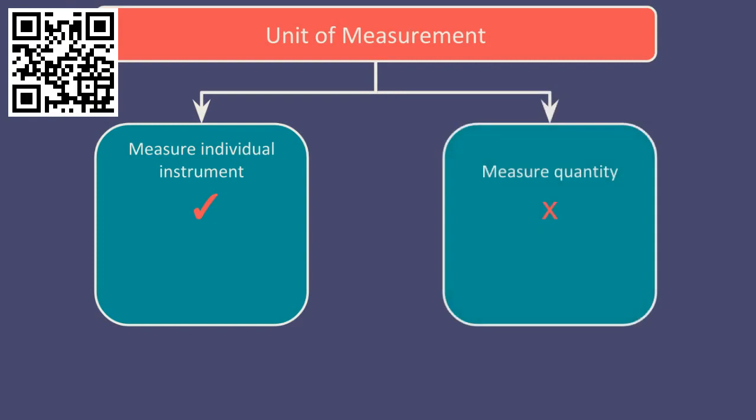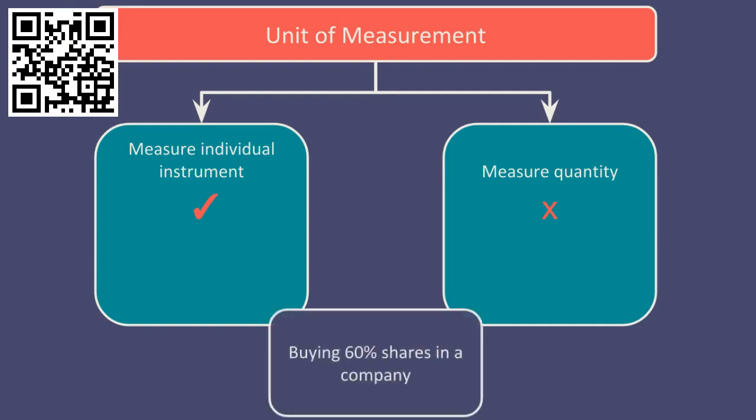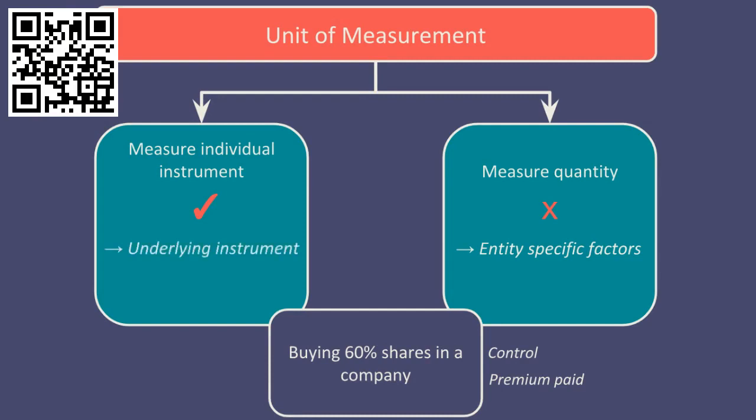For example, a company might be buying a 60% holding of the company's shares, and of course that 60% gives control, and thus a premium is paid because of the fact that control is being achieved. But the objective of IFRS 13 is not to value according to entity-specific factors, but to value according to the underlying instrument itself, and therefore we must ignore those entity-specific factors.